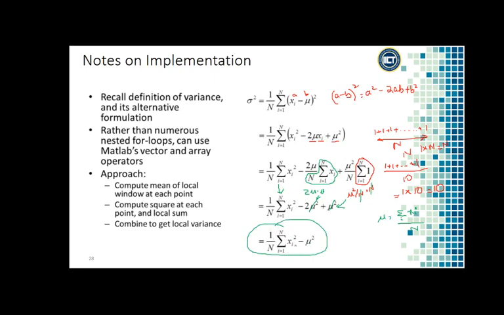1 upon n, i equals 1 to n, xi square minus mu square. So rather than running numerous nested for loops, because this would require a nested for loop in MATLAB, we can compute the mean of the local window at each point, compute the square at each point and the local sum, and combine them to get the variance. We calculate the difference to get the local variance. This implementation does not require nested for loops, and it's a vectorized implementation, so it's quite fast.